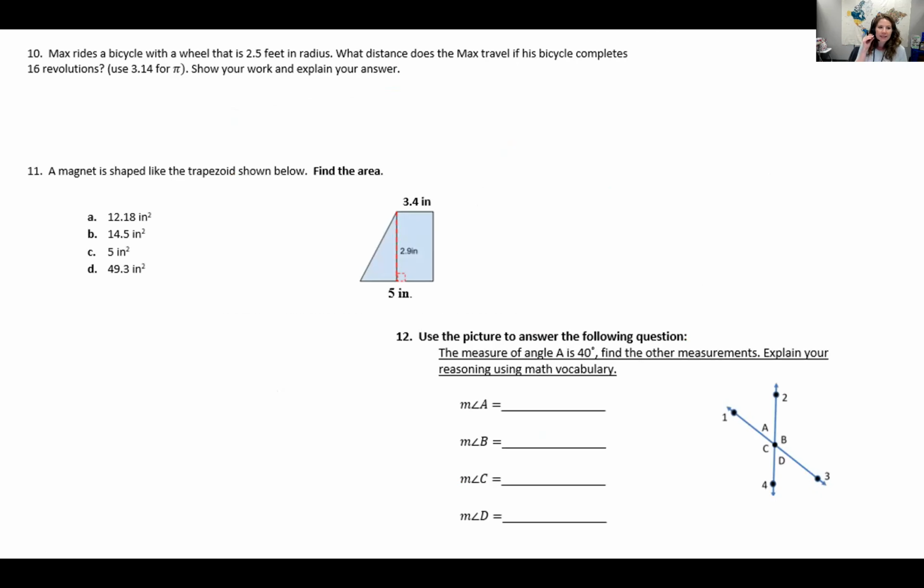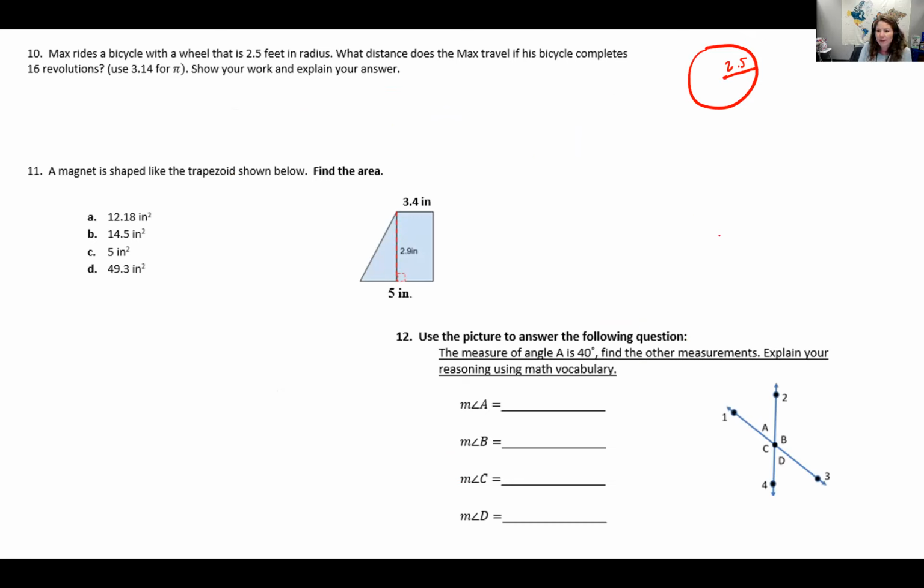Number 10, Max rides a bicycle with a wheel that is 2.5 feet in diameter. No, it doesn't say that. It says radius. So that's the wheel, 2.5 feet radius. What distance does Max travel if his bicycle completes 16 revolutions?